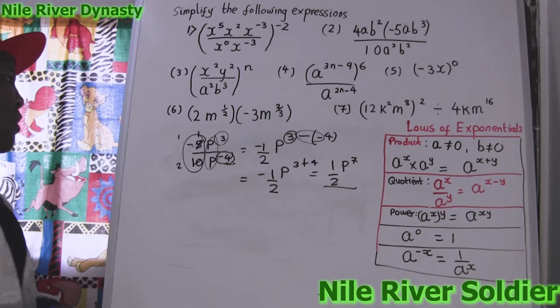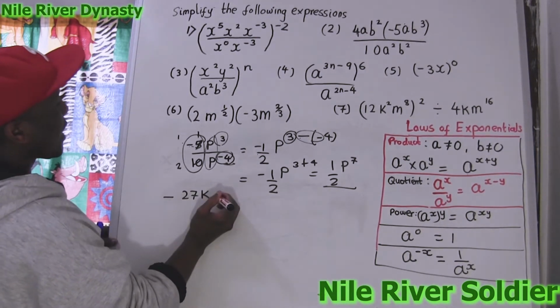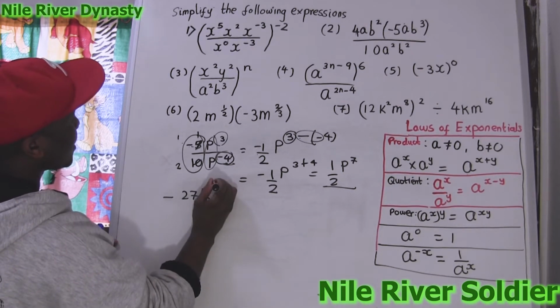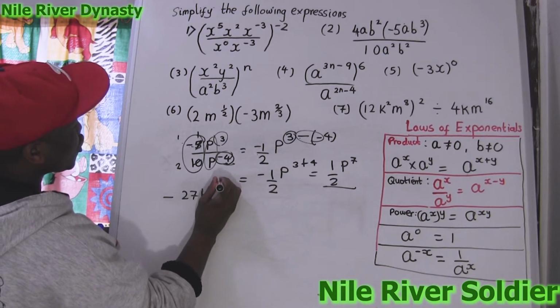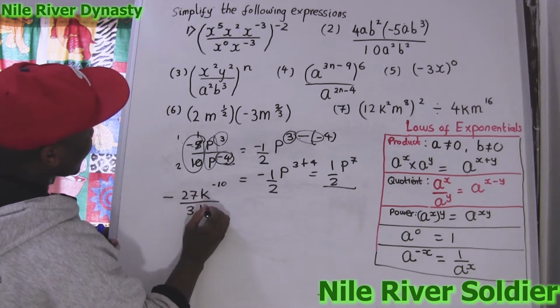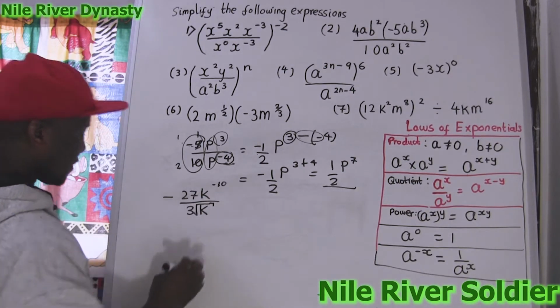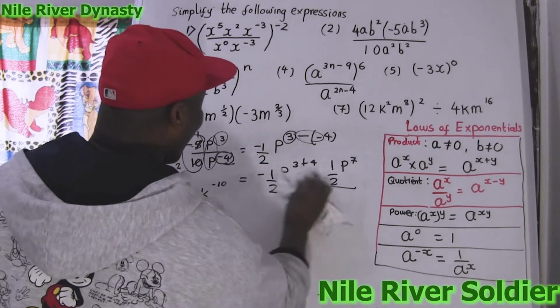You know what I'm saying? Okay, let's take one more example. Somebody says, okay, they give 27 k power negative 10 over 3 k square root. Okay, cool. Now they give us this one. Let's say simplify.